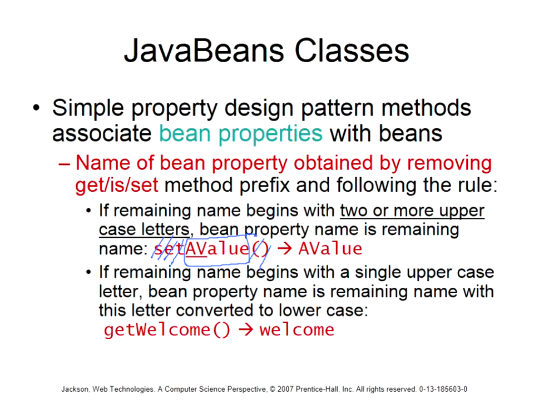If the remaining name begins with 2 or more uppercase letters, here we have 2 uppercase letters, A and V. If the remaining name begins with a single uppercase letter, like here, getWelcome, only W is uppercase. So the property will be welcome with W in lowercase, a small letter.